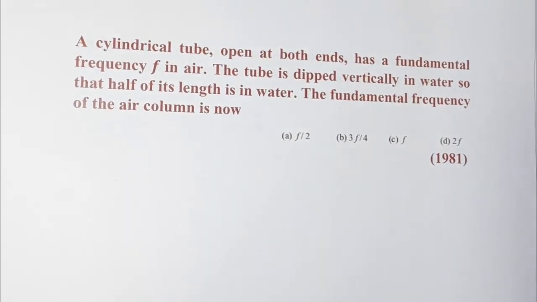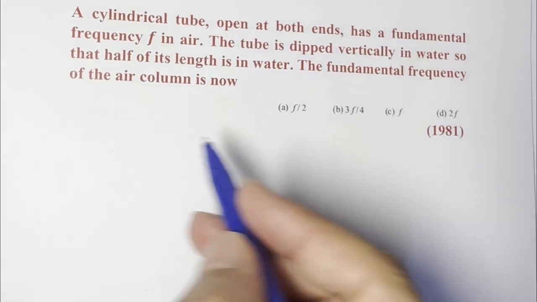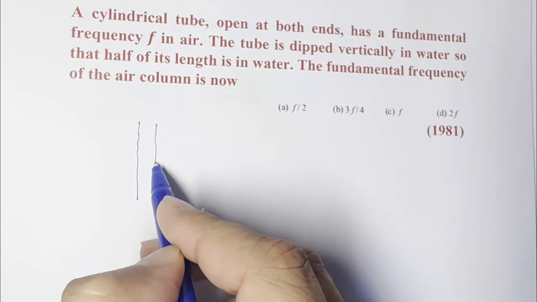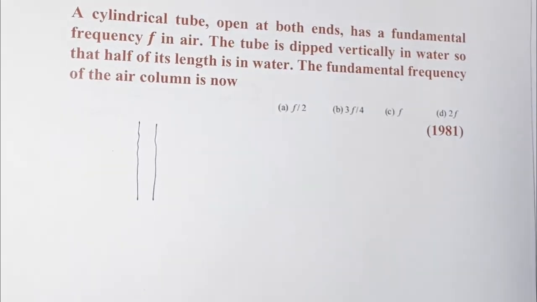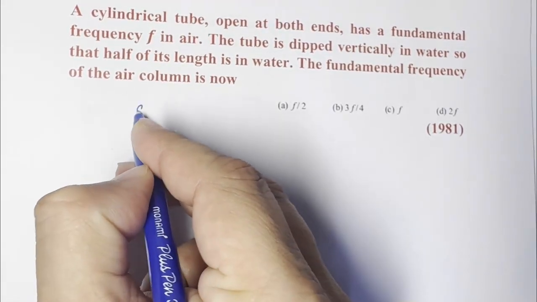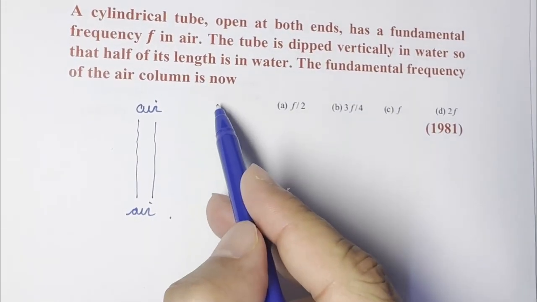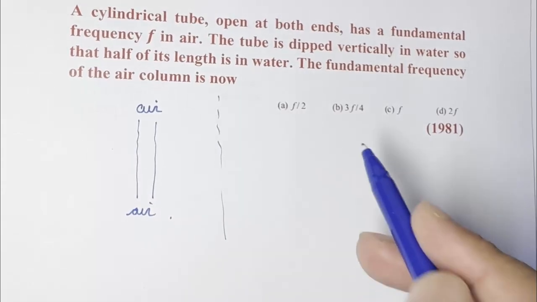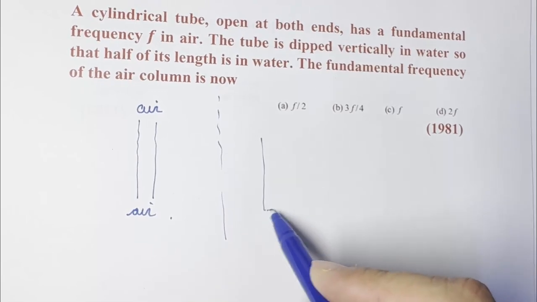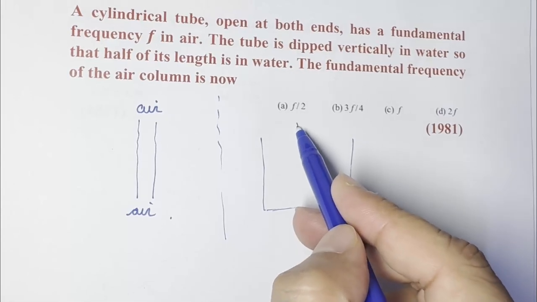So we are given that we have a cylindrical tube. Let us draw the diagram. This is a cylindrical tube and it's open at both ends, so at both ends we are going to get air. But when it is dipped in the water or liquid, suppose this is liquid, and it says that half of the length is dipped.